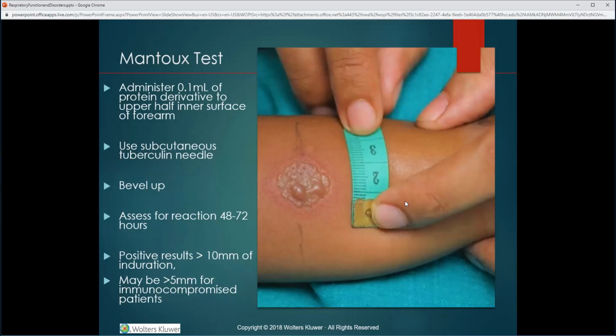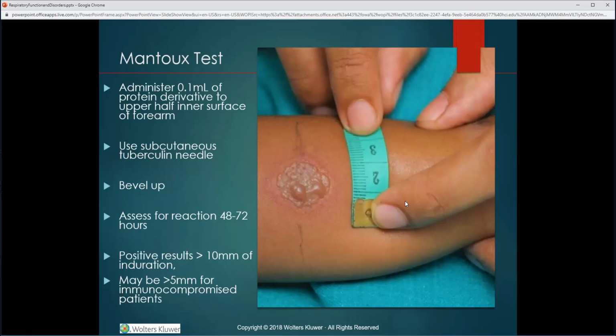This is what a positive PPD looks like. It looks like you got burnt with acid, okay? It's not usually painful, it just looks crazy, okay? It is greater than 10 millimeters. It's indurated: hard, firm swelling, and it usually gets all bubbled up like that. That's a positive PPD. You'll know one when you see one.